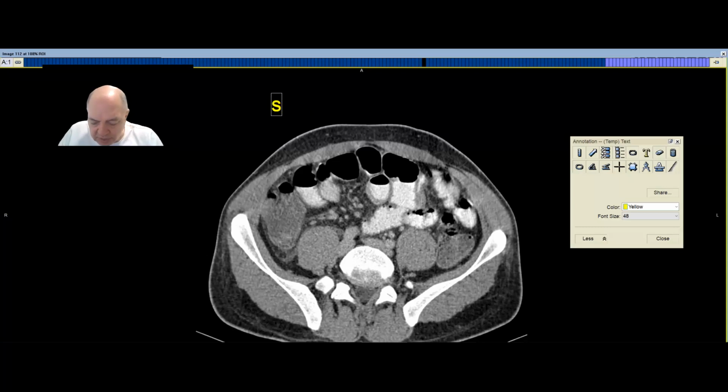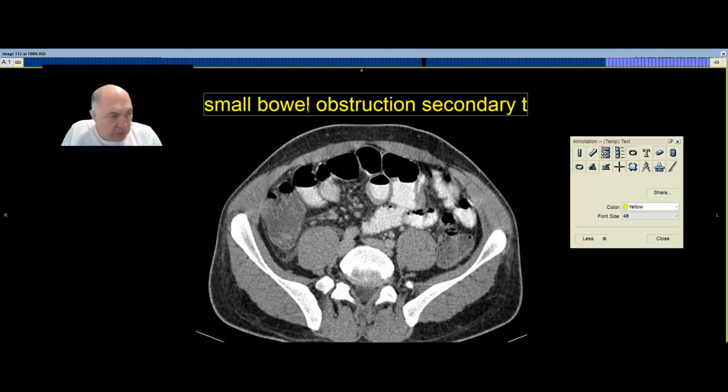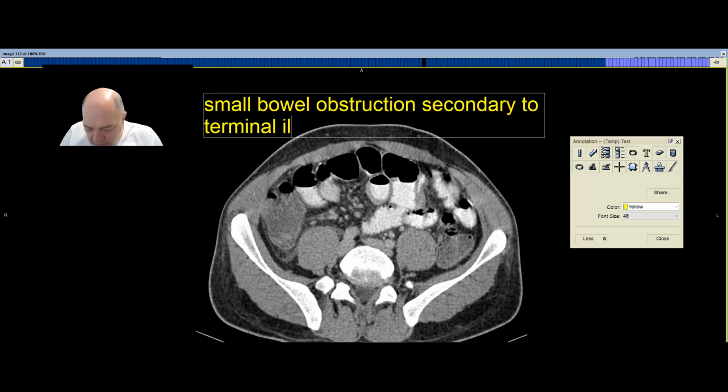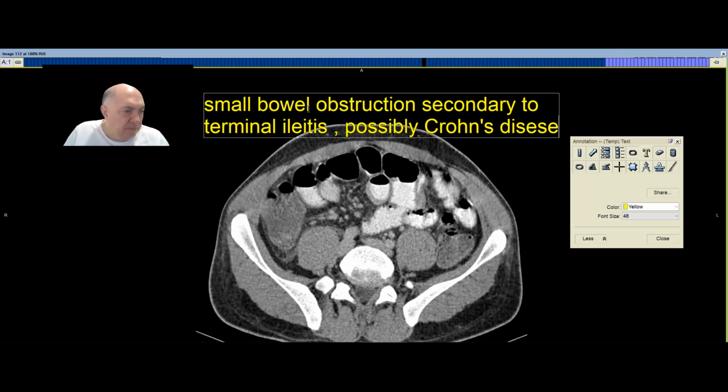So the diagnosis is small bowel obstruction, secondary to Crohn's disease. That's the diagnosis.